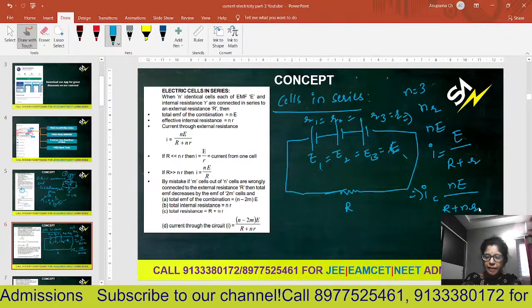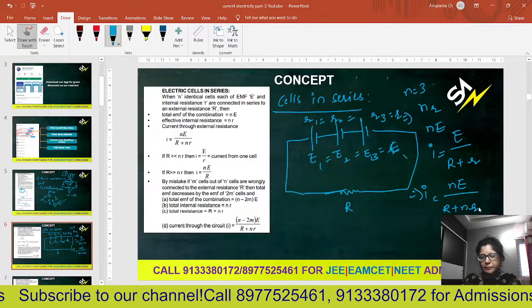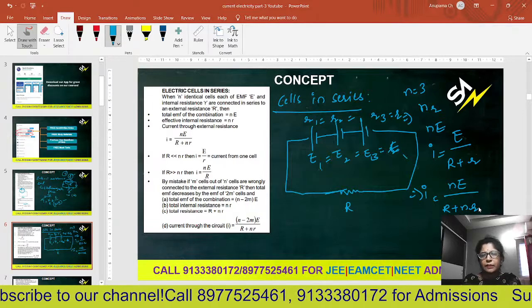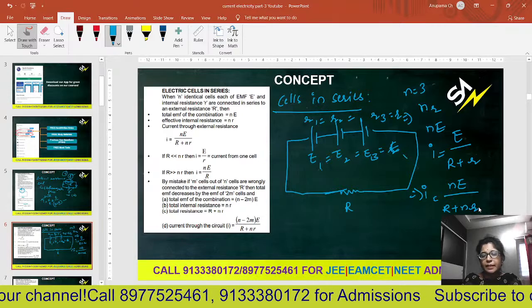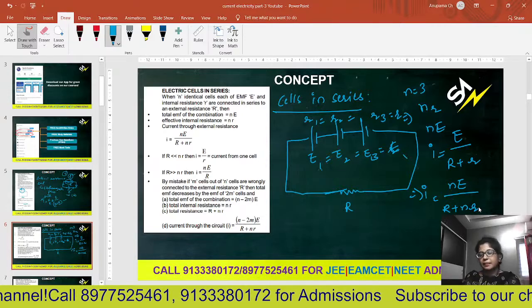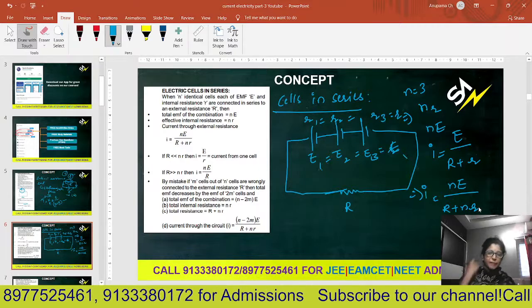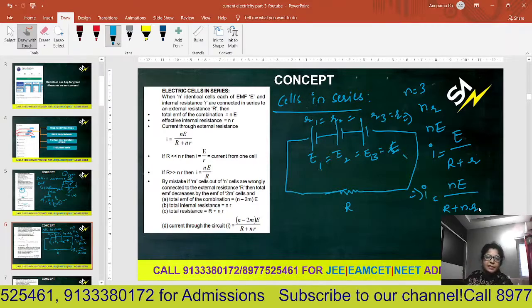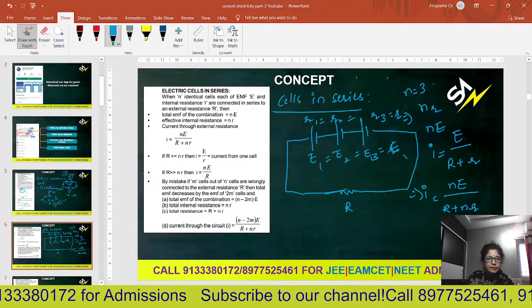Okay. Now we have seen cells in series connection. Now I am taking the cells in parallel connection. This is series connection, and now I am taking cells in parallel connection. When can I say that cells are in parallel? I will write it here itself.